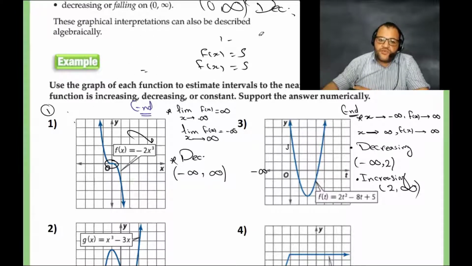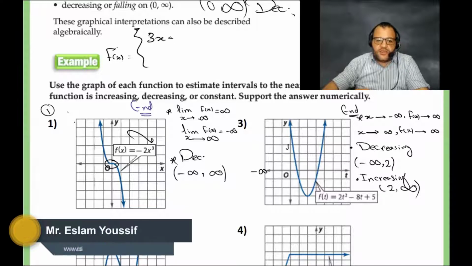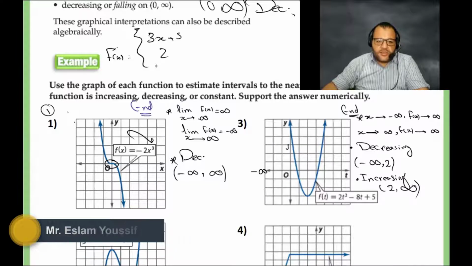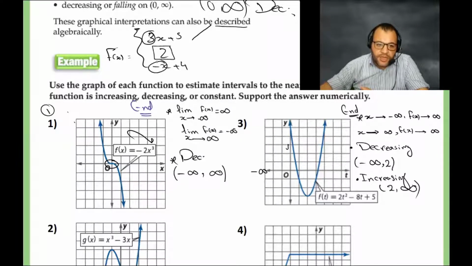If you remember the piecewise function, for example, when I say the piecewise function, f of x equals, I will say here, 3x plus 5, and that's 2, and that's negative x plus 4. So if you look at the slope for the first one, you will find that the slope now is increasing. Now the function, there is no x and there is only one number. It means constant function. It's represented by horizontal line. Now the slope here, the rate of change, is negative. It means decreasing line. You understand?